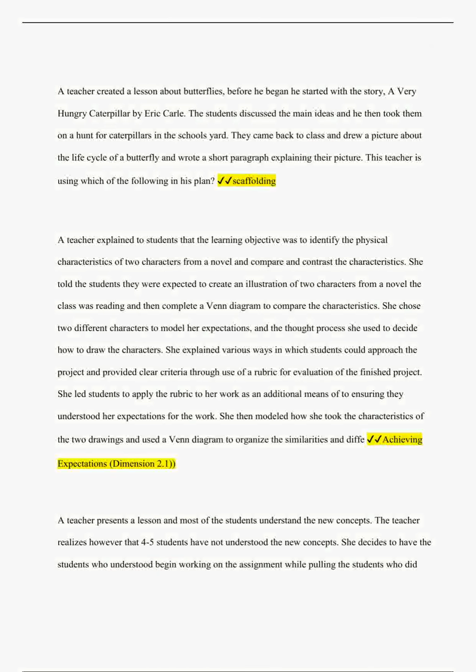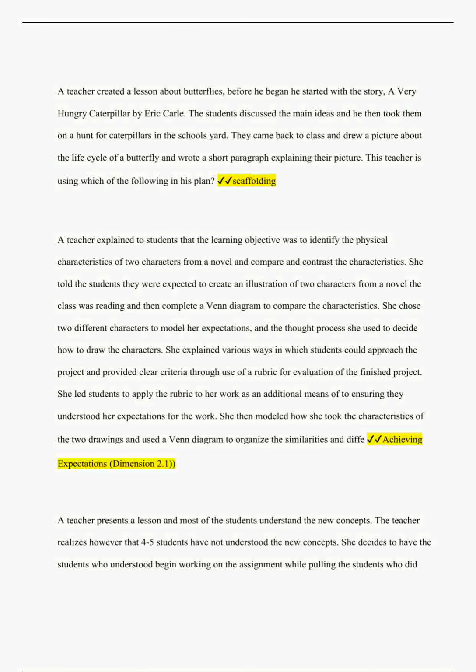A teacher created a lesson about butterflies. Before he began, he started with the story, The Very Hungry Caterpillar by Eric Carle. The students discussed the main ideas, and he then took them on a hunt for caterpillars in the school's yard. They came back to class and drew a picture about the life cycle of a butterfly and wrote a short paragraph explaining their picture. This teacher is using which of the following in his plan?